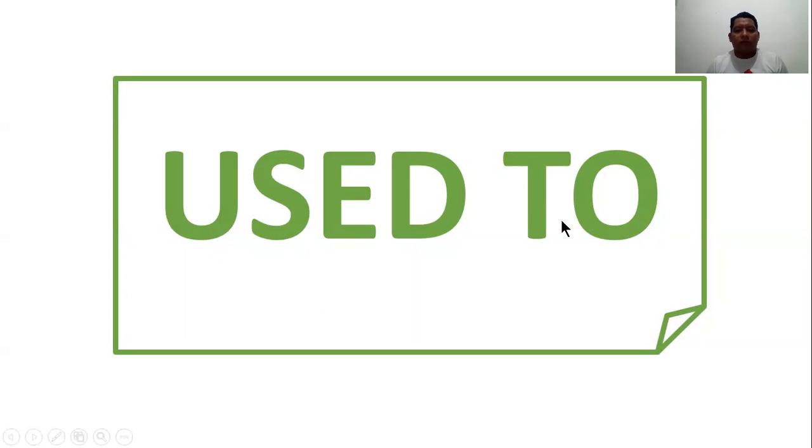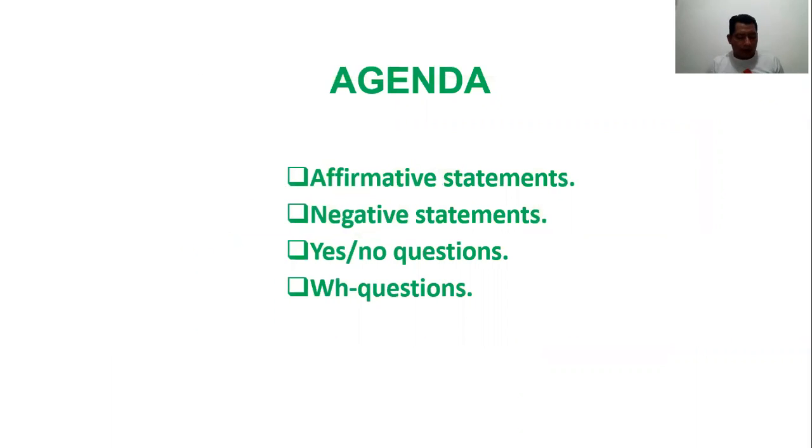Good afternoon. In today's video, I will talk about "used to." And let me tell you that we use "used to" to talk about actions that happen regularly in the past but don't happen now, or situations that were true in the past but aren't true now. In today's video, I will talk about affirmative statements, negative statements, yes/no questions, and WH questions.